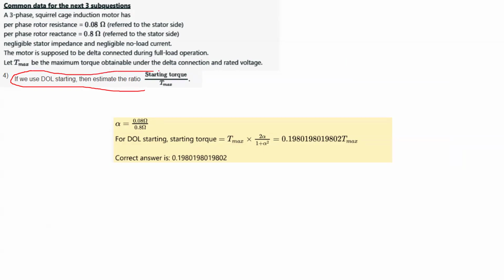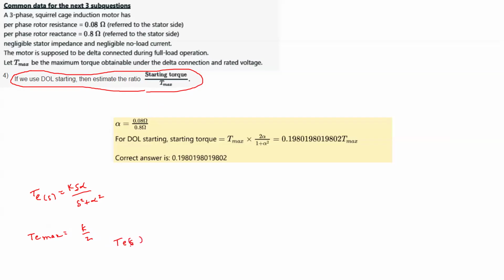So here, if you see, they are saying that if you use the direct online starting, then estimate the ratio of the starting torque to T max. First of all, we know that torque at any slip S is equal to K S alpha by S square plus alpha square. We have seen it so many times. And T max is how much? K by 2.